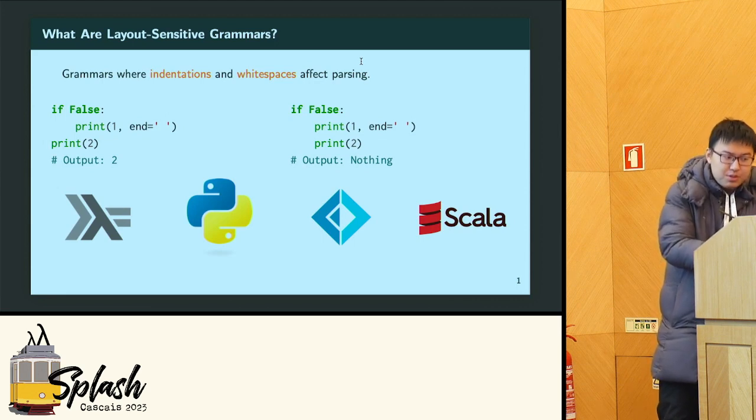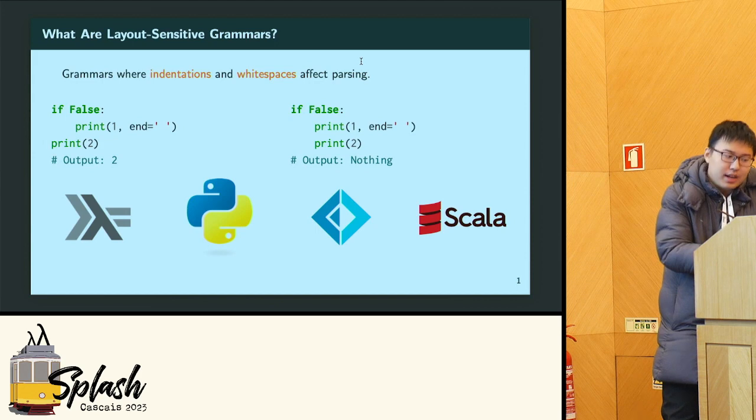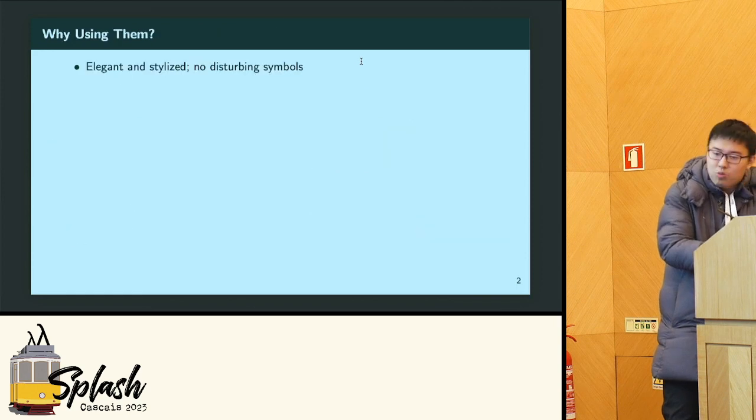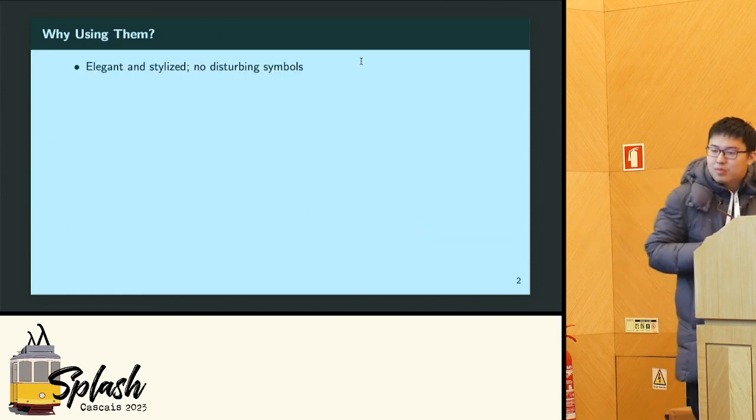They have been used in many modern programming languages, including Haskell, Python, and F#. What's more, newer versions of existing languages, like Scala 3, are also trying to integrate this feature. However, not all programming languages are layout-sensitive. There are many of them that can be expressed solely with context-free grammars. So why use this type of grammar? Shouldn't context-free grammars be enough to express programming languages?